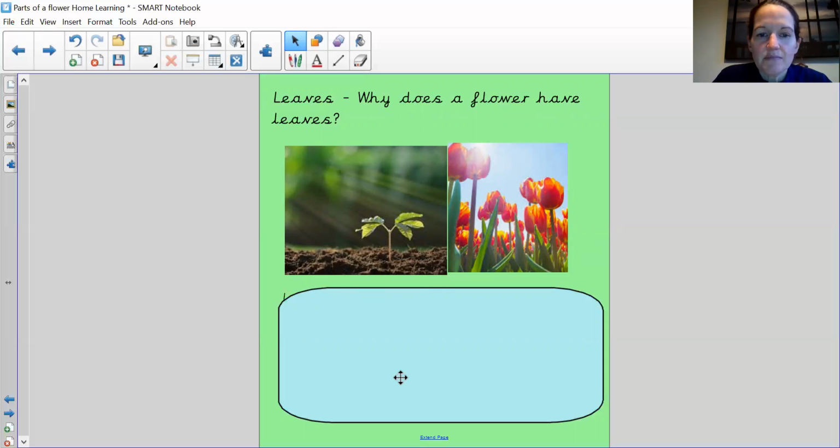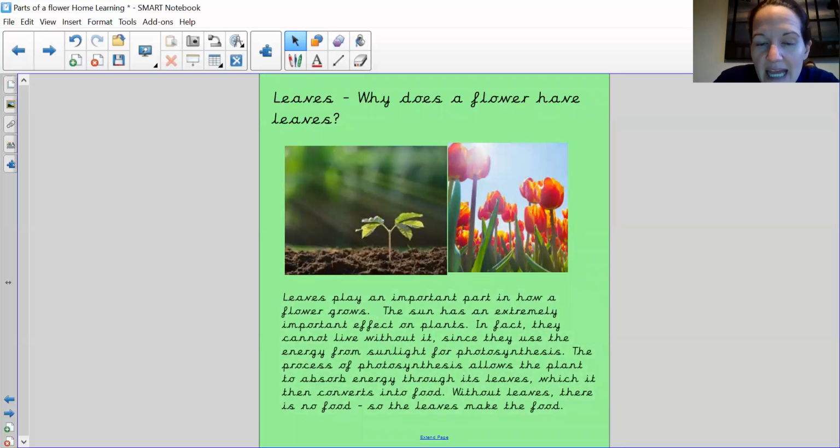Do you know? Well, leaves play an important part in how a flower grows. The sun has an extremely important effect on plants. In fact, they cannot live without it, since they use the energy from the sunlight for photosynthesis.